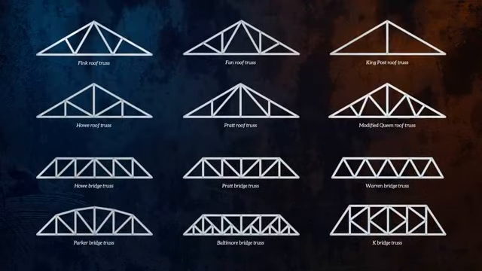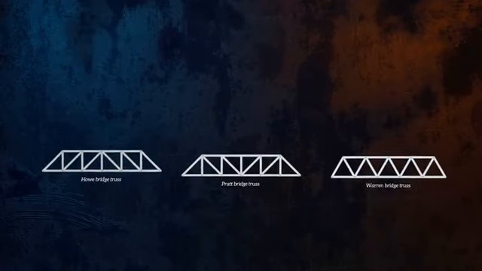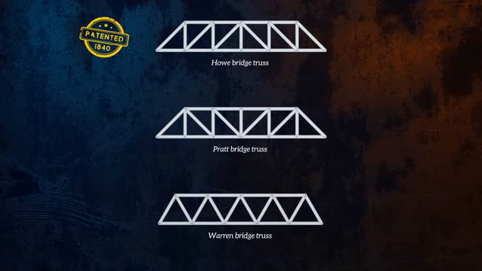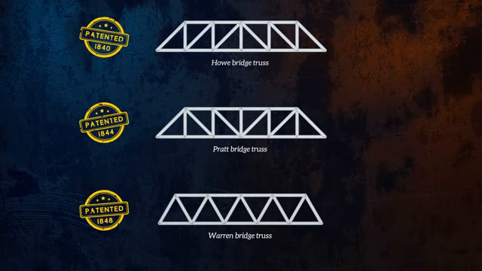Now that we know how to calculate the loads in a truss, let's explore some of the differences between truss designs. Here we have 3 different bridge trusses: the Howe, Pratt, and Warren trusses. These trusses were all patented in the 1840s, at a time when new bridge designs were being developed to accommodate the expansion of the railroad industry. They were typically constructed from a combination of wood and iron.